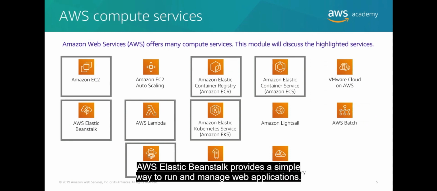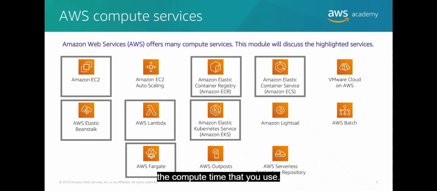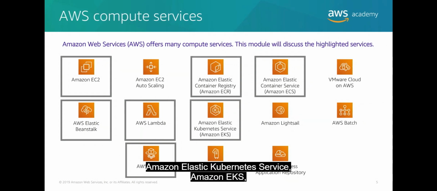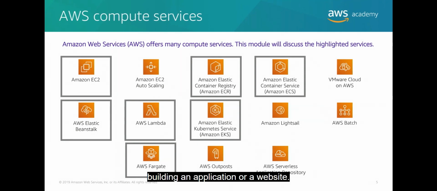AWS Elastic Beanstalk provides a simple way to run and manage web applications. AWS Lambda is a serverless compute solution. You pay only for the compute time that you use. Amazon Elastic Kubernetes Service, Amazon EKS, enables you to run managed Kubernetes on AWS. Amazon Lightsail provides a simple-to-use service for building an application or a website.